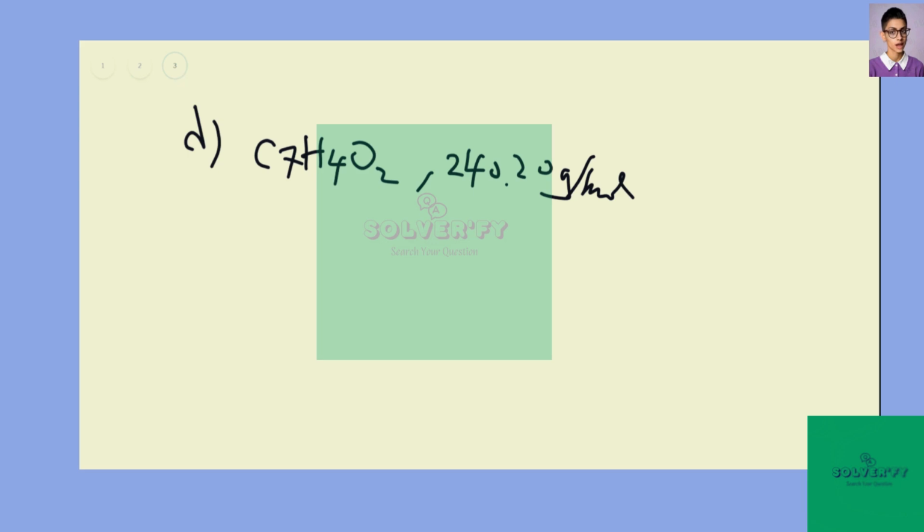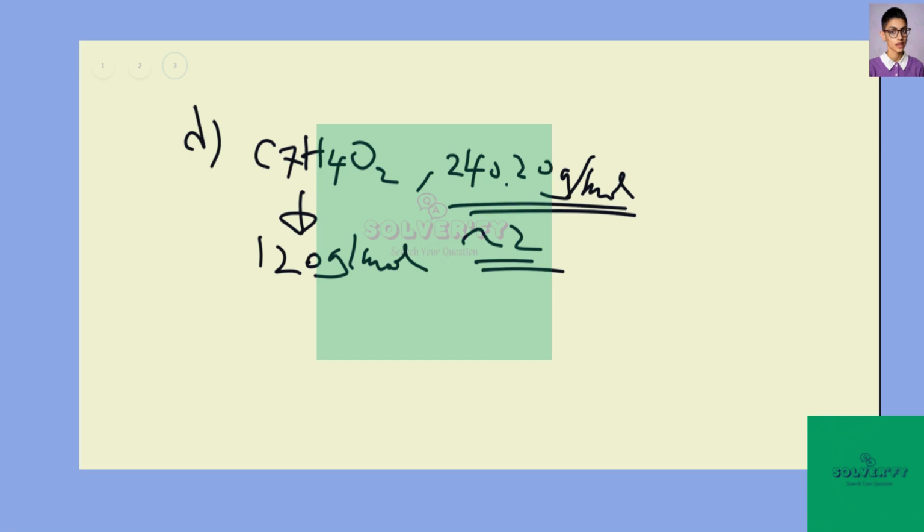Okay, so the last one, we have C7H3O2, and that's 240.2 grams per mole. Again, we just need to find the molar mass of this formula. It's 120 grams per mole. And you can see that the molecular molar mass is supposed to be around 2 times more. So from here, we can see that it's C14H6O4 for the molecular formula.